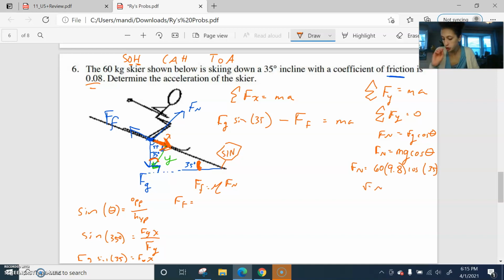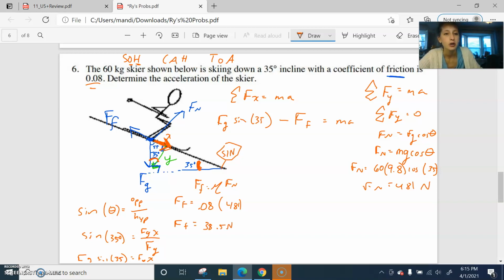If we multiply that all out, make sure your calculator is in degrees, not radians. I was in degrees, sweet. This ends up being 481 newtons. So over here, I can do my force of friction equals mu times normal. Mu is 0.08. And normal, which I just calculated over there, is apparently 481 newtons. So times 0.08. Oh, it's actually 482. So I'm not actually rounding, I'm just holding it in my calculator. So the friction force ends up being 38.5 newtons.